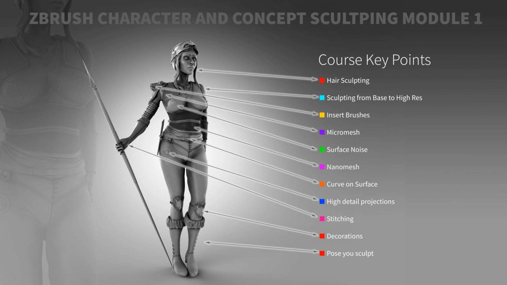This is a model that you can see here, and you can see the course key points that I've got there, such as hair sculpting, sculpting base to high res, creating insert brushes, micro mesh, surface noise, nanomesh, curve on surface brushes, high detail projection, stitching, decoration, posing your sculpt, and also rendering, and a hell of a lot more.